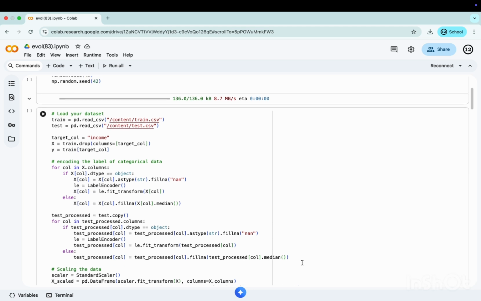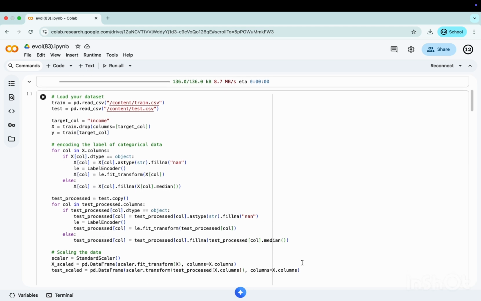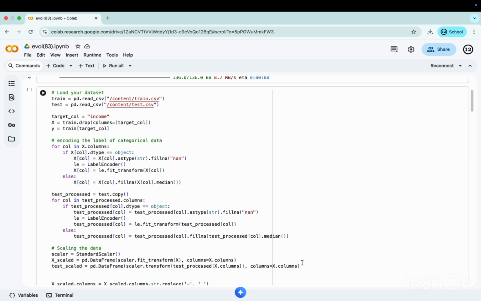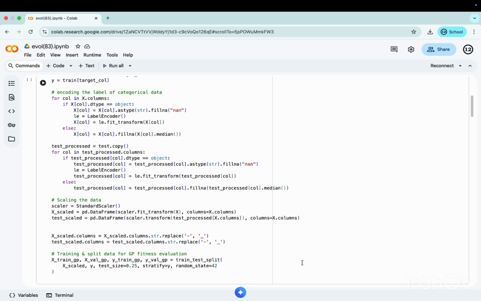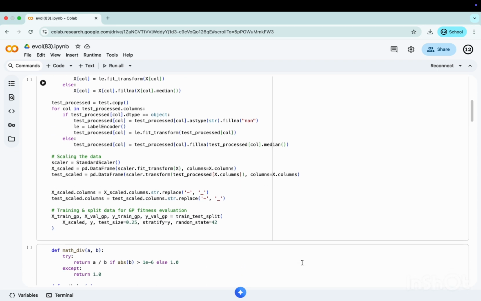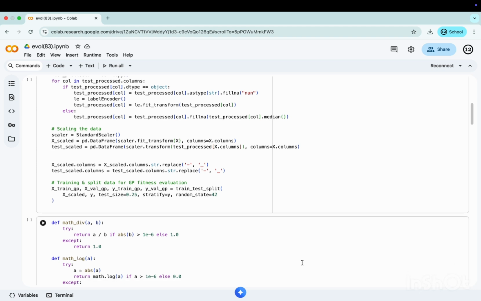Feature X, which is the input columns used for the prediction, and target Y is the label we want to classify. Then comes the pre-processing of the data. In that part, any categorical data is converted into numeric format, like one hot encoding, and the unnecessary columns are dropped.